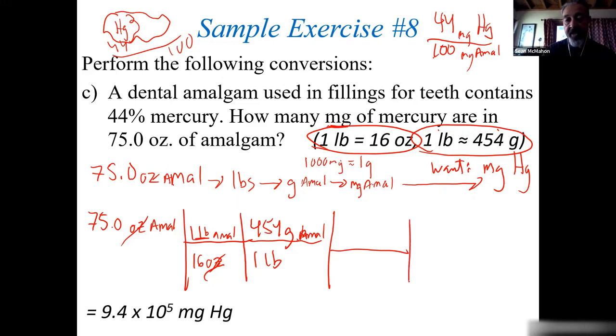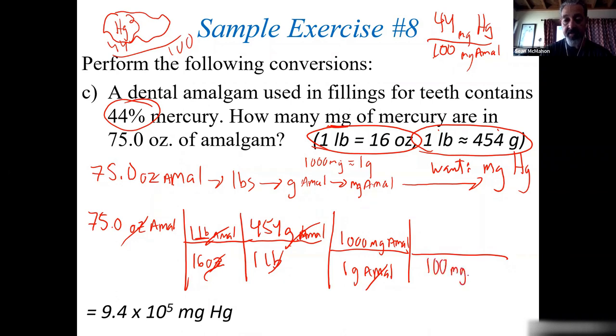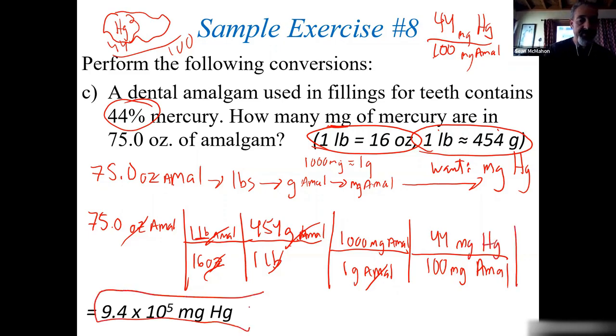And then I want to go from grams to milligrams. So there's, in 1 gram of the amalgam, there's 1,000 milligrams of amalgam. Earlier, the pounds I cancel, now the grams cancel, but I still have the amalgam. I haven't converted to mercury. That's where the percent comes in. So in 100 milligrams of amalgam, right, there's what? 44 milligrams of mercury. And that should give me this answer.